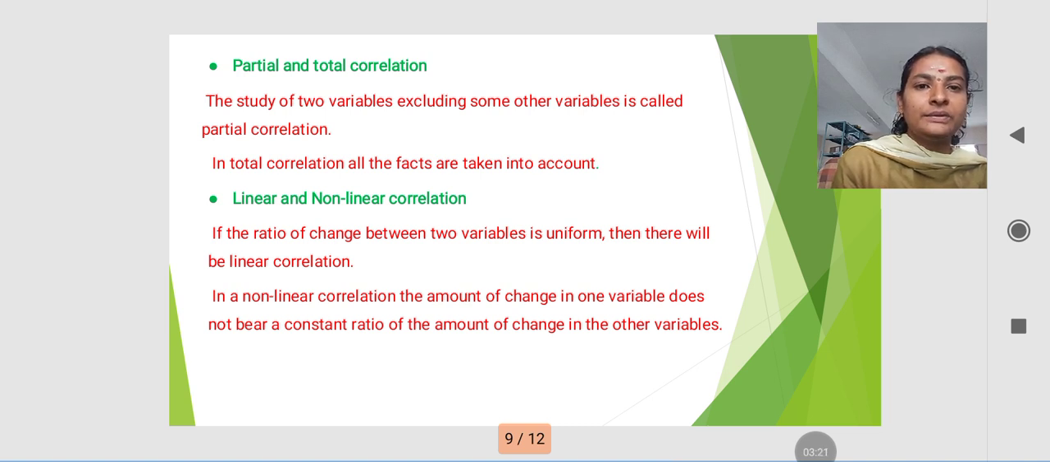Linear correlation. If the ratio of change between two variables is uniform, then it is linear correlation. In non-linear correlation, the amount of change in one variable does not bear a constant ratio to the amount of change in the other variable.